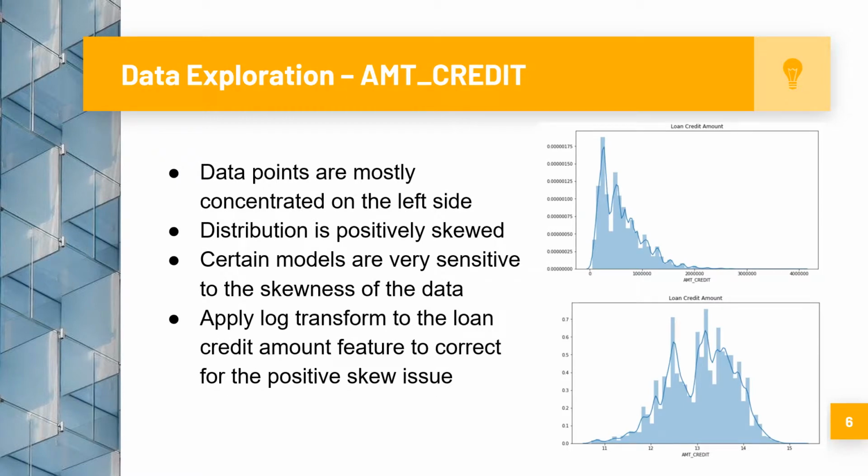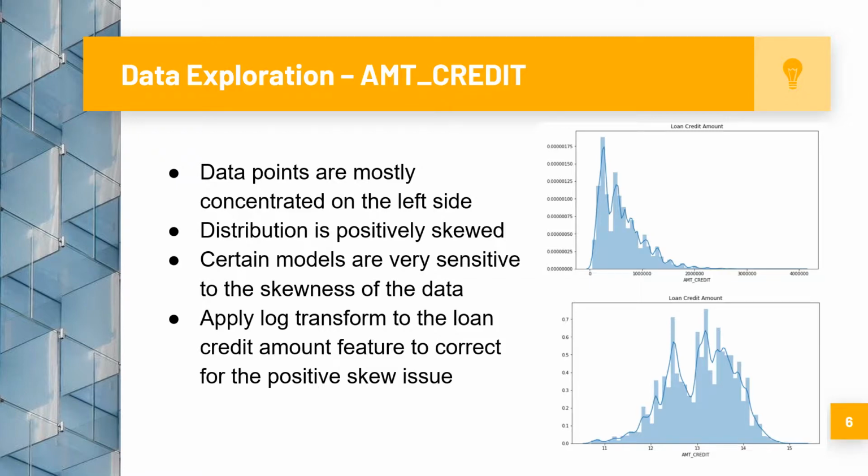From the graph on the top right-hand side, we can see that data points of the loan credit amount feature are mostly concentrated on the left side, which means the mean is larger than the median. In this case, the distribution is considered positively skewed. The issue is that certain machine learning models are very sensitive to the skewness of the data. In order to deal with this issue, we decided to apply a log transform to the feature, which is a very common technique used to correct for positive skew. The resulting distribution on the bottom right looks a lot closer to a normal distribution, which is the desired outcome of the skew correction.